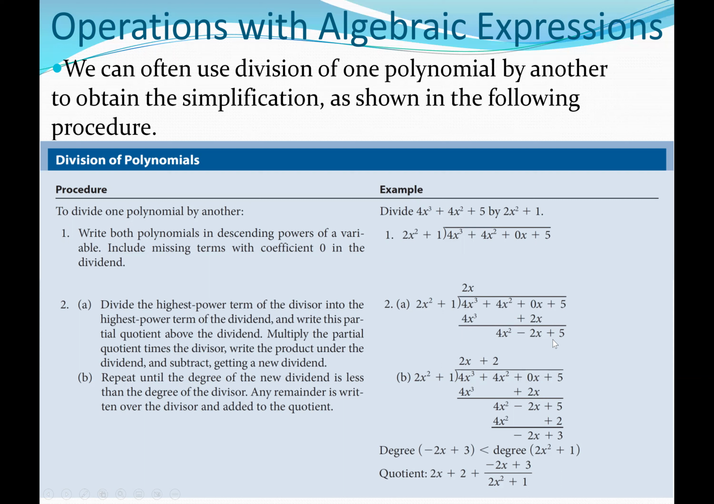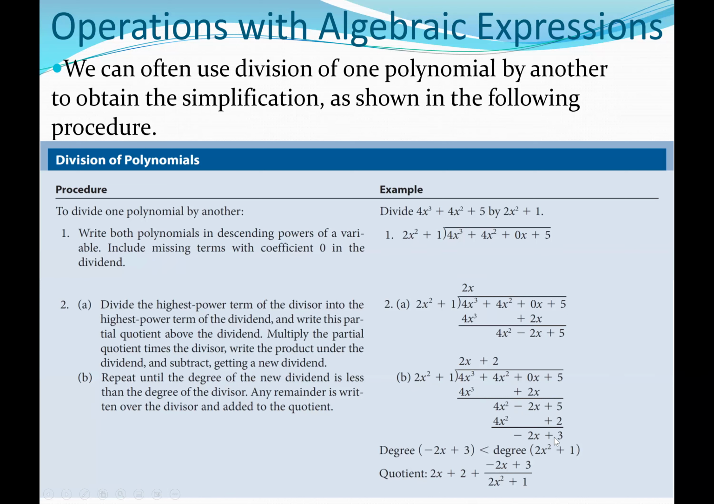Then you bring down the 5. Now, the next thing we're going to do, we take the 2x squared and divide it into 4x squared, and that gives us 2. Then we multiply 2 by the terms again, so we get 4x squared plus 2. And that's what we have, 4x squared plus 2. Then we subtract again, 4x squared plus 2 from 4x squared minus 2x plus 5. So 4x squared minus 4x squared will cancel. Minus 2x will be brought down. Then 5 minus 2 will give me minus 2x plus 3.